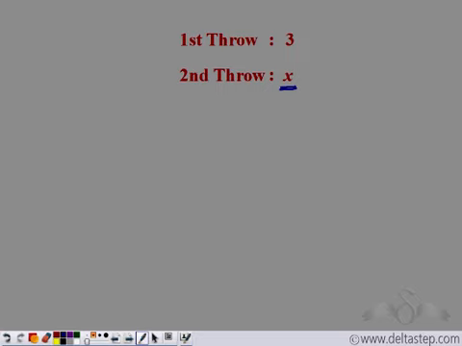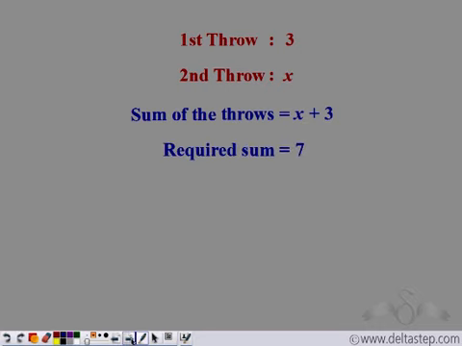Now, if you get 3 in your first throw and say you get x in your second throw, what will be the sum of the throws? It will be x plus 3. So the sum of the two throws will be x plus 3. And the required sum in order to win the jackpot should be 7. So we want x plus 3 to be equal to 7 so that we win the jackpot.